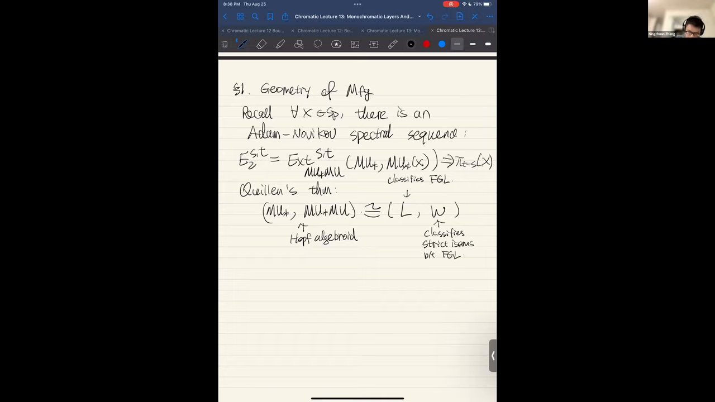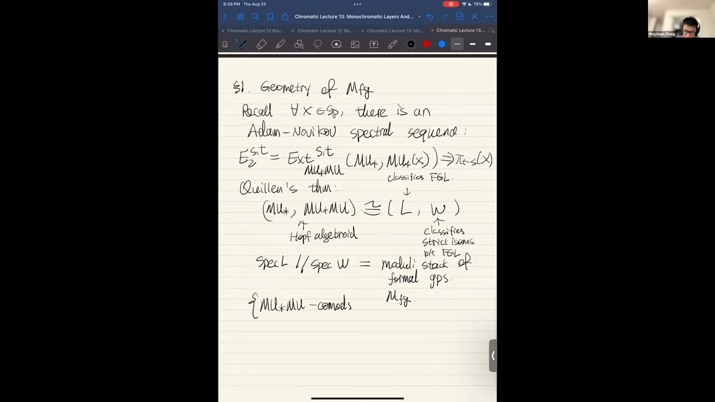And moreover, if you take the stack quotient of Spec L by Spec W, this is going to give us the moduli stack of formal groups, which will be denoted by MFG. Under this correspondence, we also have the equivalence of categories between MU_*MU comodules and the category of quasi-coherent sheaves over the moduli stack of formal groups.